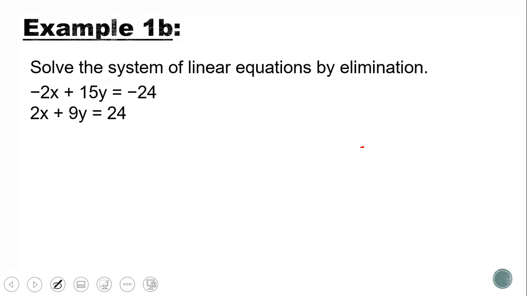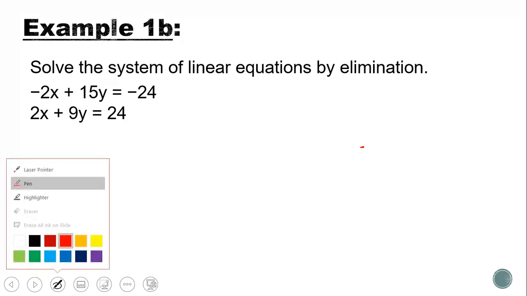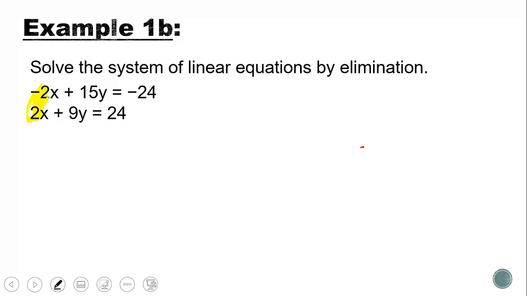So let's take a look at our next example. Good news for us, they're both in standard form here. And also good news for us, I see we have opposite coefficients this time with our x's. I've got a 2 and a negative 2, which is ideally what I want. So what am I going to do? I can just add my two equations together now.